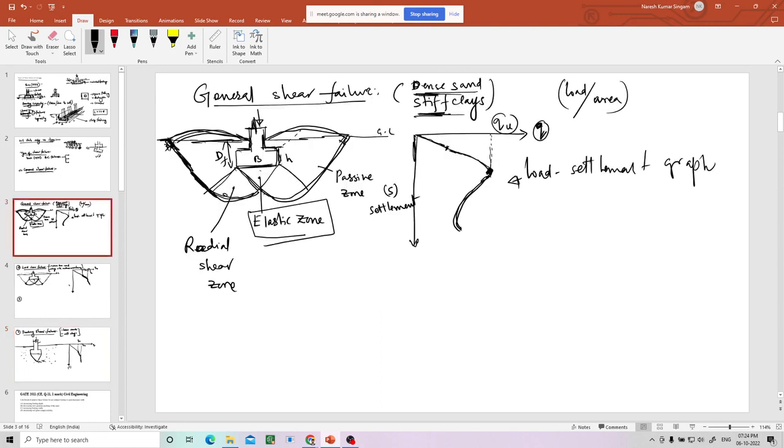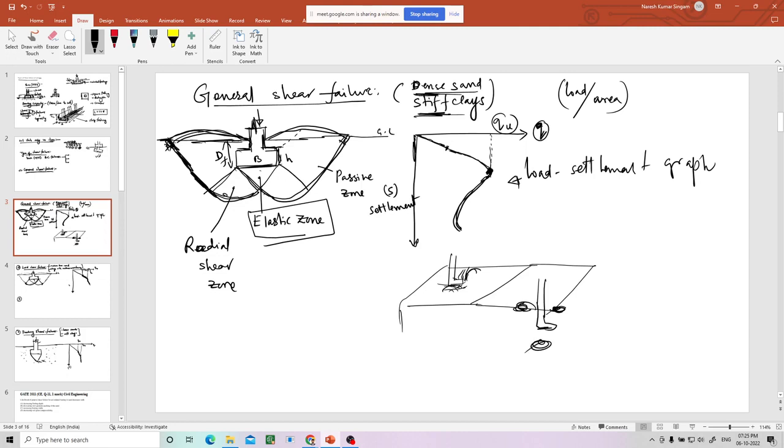Now you can observe this whenever you go to dense sand or stiff clays: when you punch with your leg, what will happen? Suppose this is ground. When you put your leg here, what happens? At the sides of our foot, a heave will form. But when you put your foot in loose sand, your foot goes inside, but there will not be any change here, any heave or anything. So it is nothing but punching because of the loose sand.